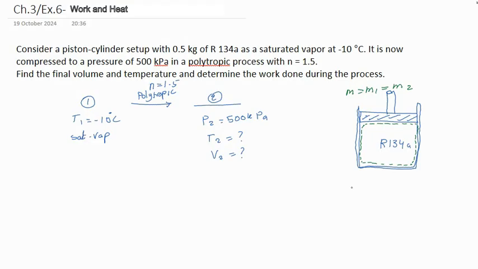Therefore, we can write the polytropic process as pressure times specific volume to the power n equals constant, and the specific volume at state 2 can be expressed in terms of the ratio of pressures as well as the specific volume in state 1.